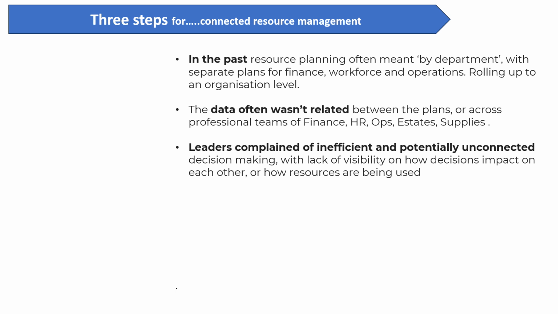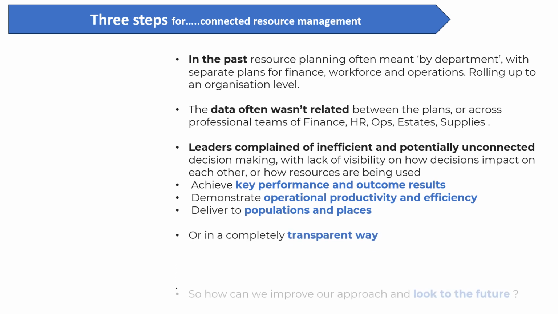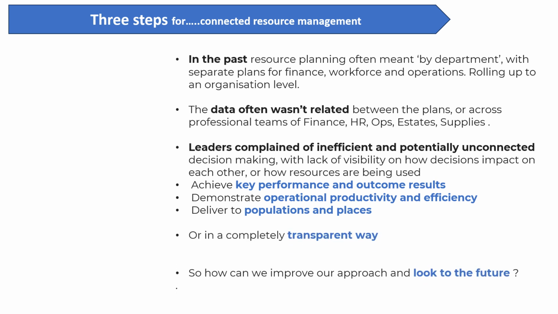And leaders often complained of inefficient planning processes and potentially unconnected decision making, and most importantly, lack of visibility on how one decision impacted on another, and therefore how resources are being used to achieve key performance results, operational productivity, efficiency, and how those decisions relate to populations and places in a transparent way. So how can we improve on this approach and look to the future?